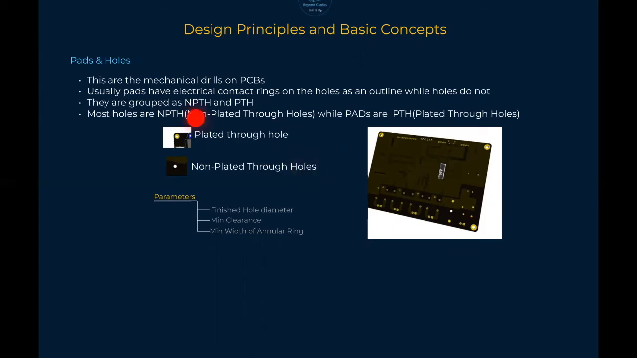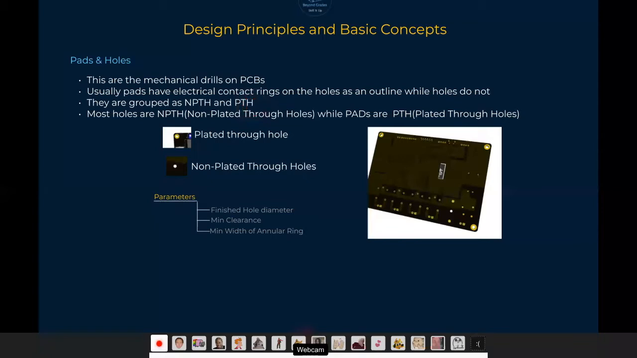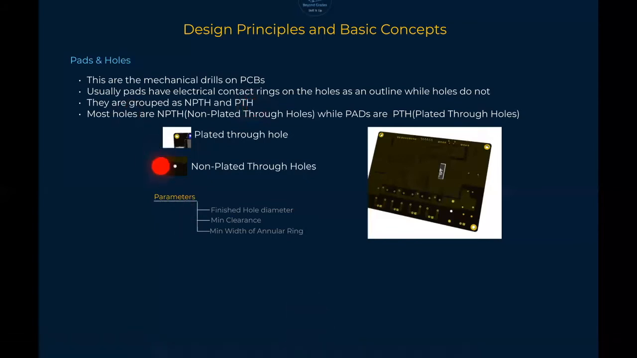They are grouped into two. We have NPTH and PTH, where NPTH means non-plated through hole and PTH means plated through hole. Meaning that plated through hole means that we have some copper connection going all the way through that particular hole itself. But for the non-plated through hole, we just have a normal through hole, as you can see here. So this one here is a plated through hole, and this one is just a direct through hole, and you can see it here from this PCB.